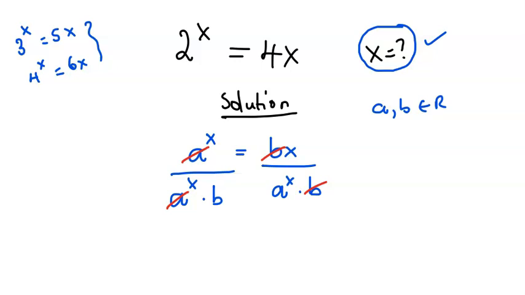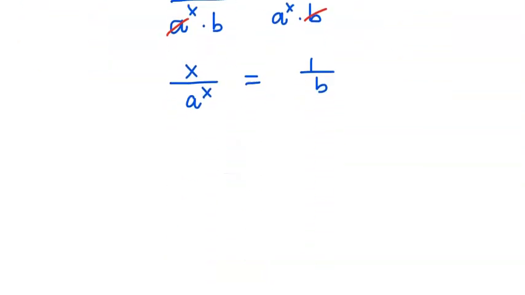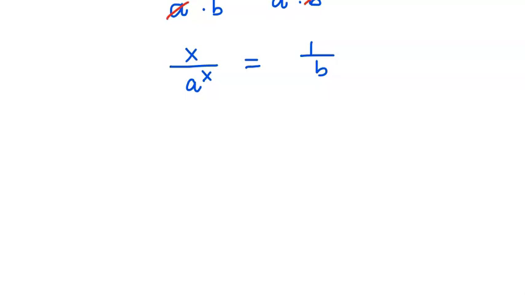So next, from the right hand side, we have x all over a raised to the power of x. This is equal to, from the left hand side, we just have 1 over b. Remember, we're trying to solve for x. So here we can write this as x multiplied by 1 over a to the power of x, which is the same as a raised to the power of negative x. So this is equal to 1 divided by b.